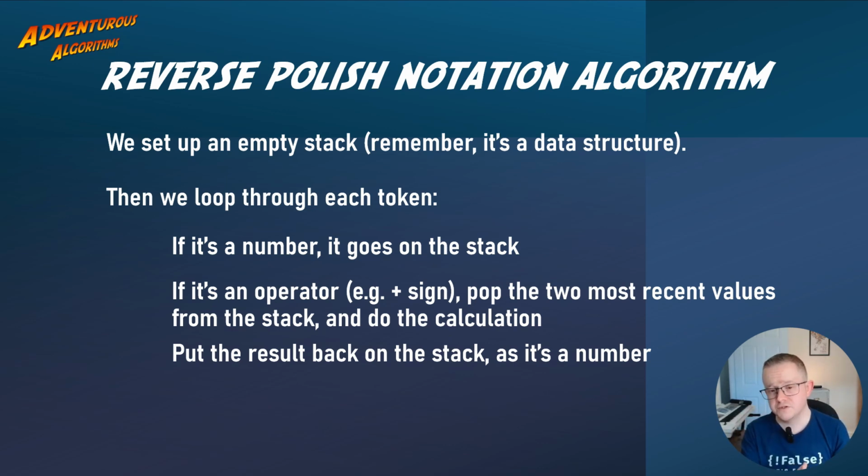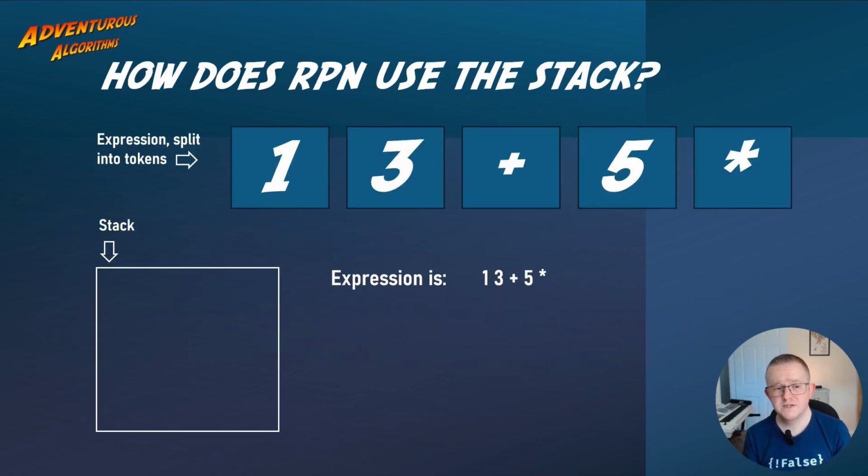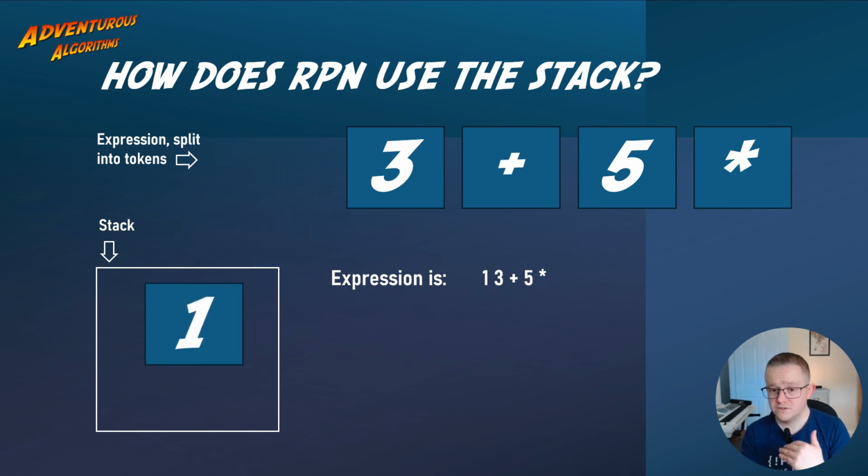So I'm going to show a little visualization and then I'll go over the code. If I take the algorithm step by step, I've got my expression here split into tokens: the 1, 3, plus, 5, multiply. So my 1 is a number, and the rule is that numbers go on the stack. So 1 is going to start off my stack. Then I loop through and I get to my next iteration. My next token is a 3. So that's a number, so the rule is that goes on the stack. And because of the way stacks work, that goes on top of the 1.